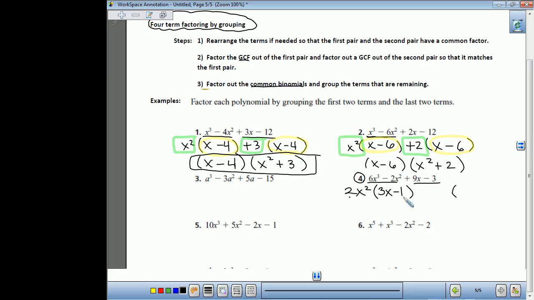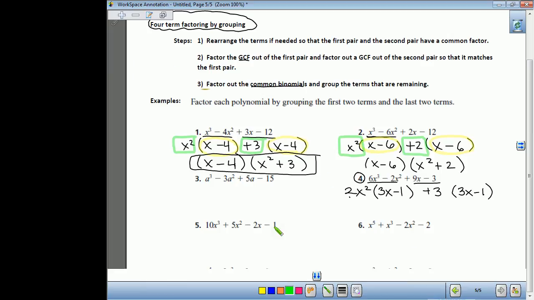So over here, we know we want it to match. So we want 3x minus 1 so that it can match. Well, what do I take out of this? So I'm left with 3x minus 1 plus 3, because 3 times 3 is 9.